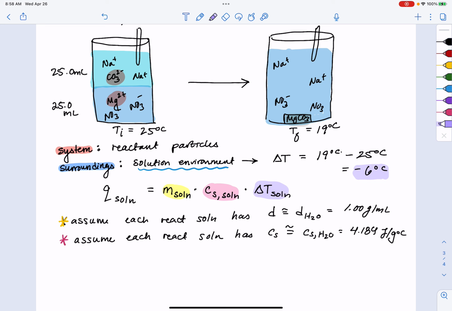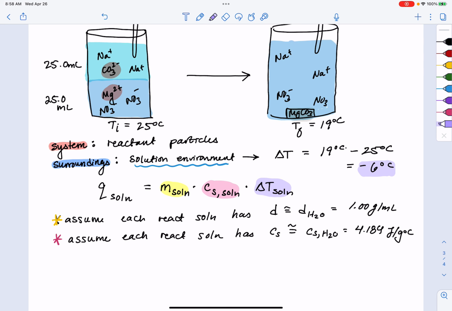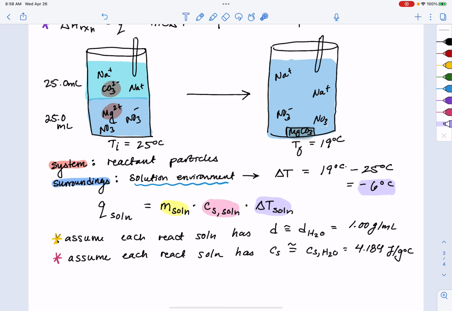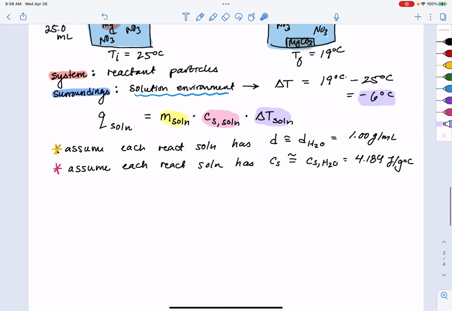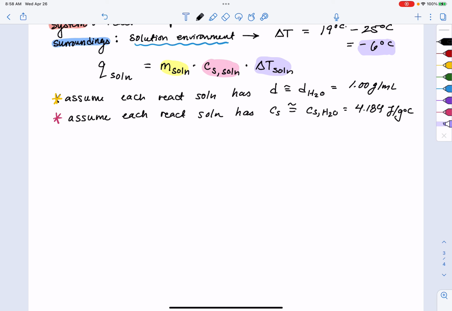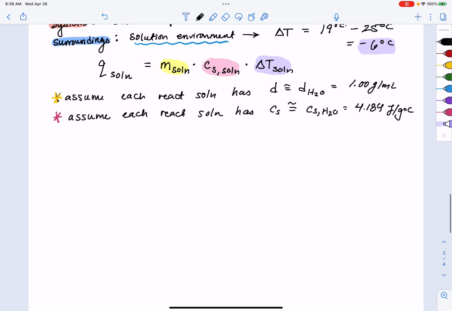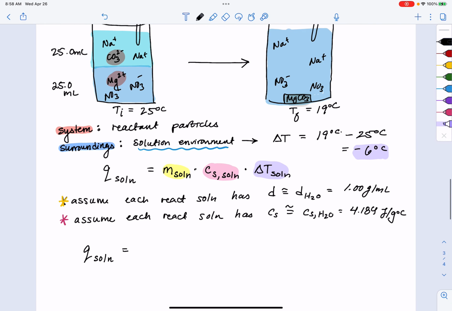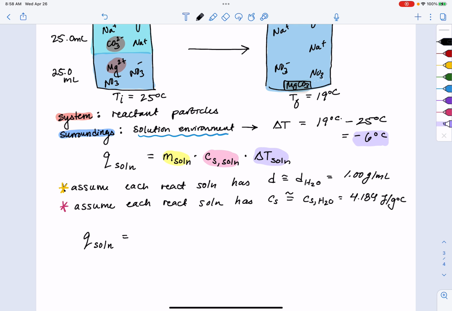Now, just beware. These assumptions, while useful for now, are not always going to be ones that you can make, meaning I might give you or make you calculate the actual densities of your reactant solutions, and I might also give you their actual specific heat capacities. But for now, this assumption's fine. So let's see if we can figure out what's going on with the solution, at least what's going on with the heat that is being changed, meaning absorbed or released by the solution surroundings.